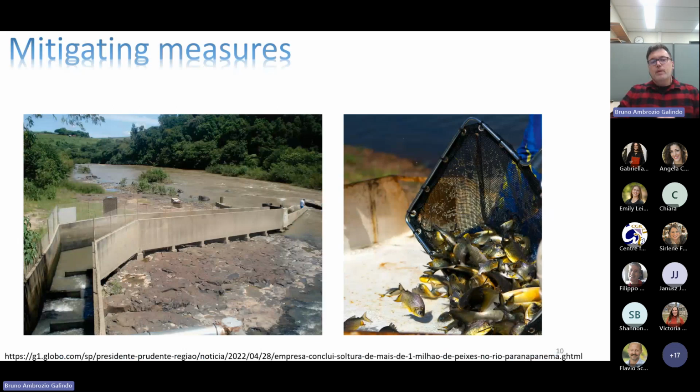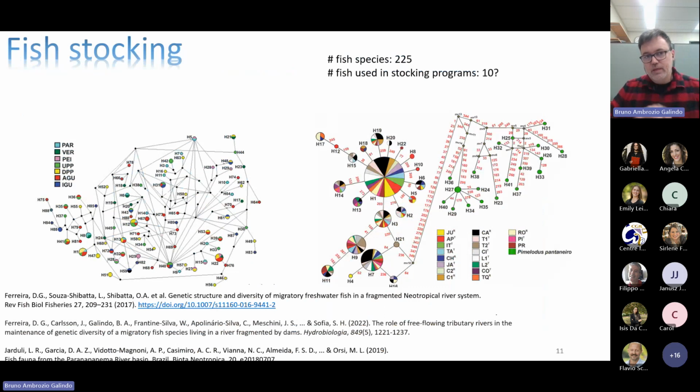Okay, so in Brazil, primarily, we have two mitigating measures to cope with the river impoundment. The first one is a transposition device like this fish ladder, and the second one is fish stocking, which consists of raising fishes and releasing them into the rivers. So I'm going to start talking a little bit about some issues with fish stocking.